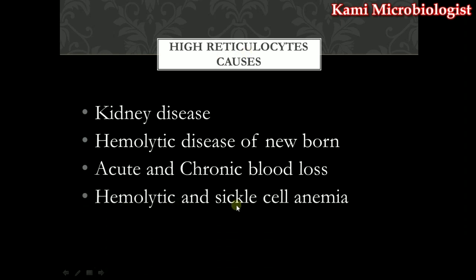Then we have hemolytic and sickle cell anemia. Hemolytic anemia means the rupture of the RBC, and sickle cell anemia means the RBCs are in a sickle form, we can say. So in both cases reticulocytes increase. In all these cases, remember guys, the bone marrow is affected. If the bone marrow is affected, there is a high number of reticulocytes.